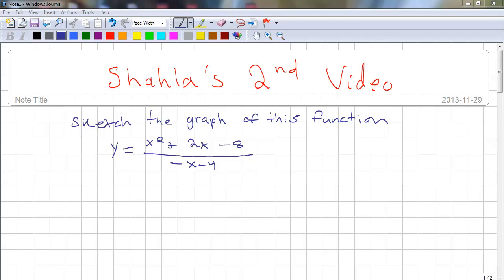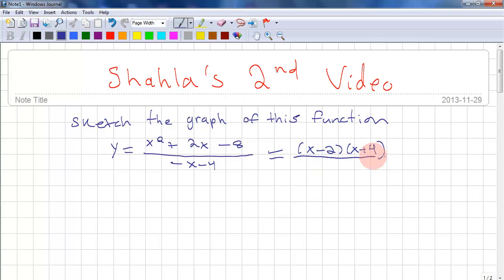Okay, in this video, I will be answering the question: sketch the graph of the function y equals x squared plus 2x minus 8 over negative x minus 4. The first thing to do is factor. So the top would be x minus 2 and x plus 4.